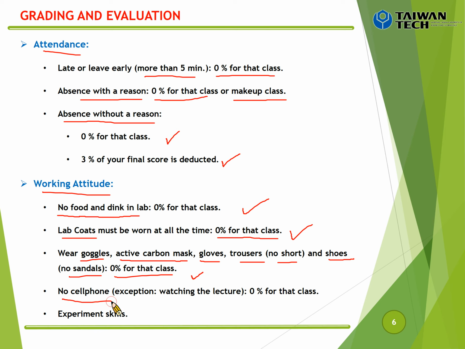Okay, and no cell phone. Okay, the exception is if I provide some lecture video, so you can watch my video, but no using cell phone in the class for your safety. If you do that, you get 0% for that class. Okay, and I can also check your experiment skill. So for the working attitude part, we can consider those rules like this.